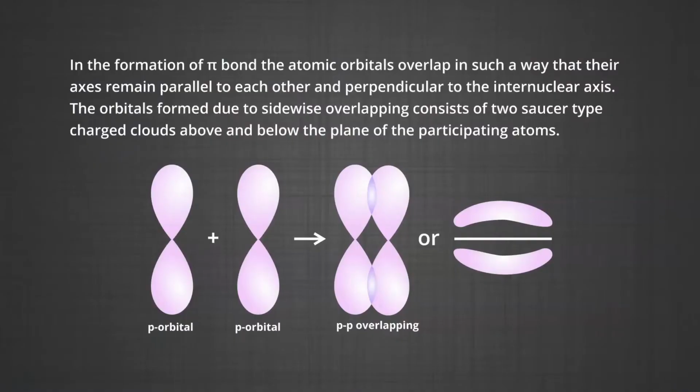Now, the pi bond. In the formation of the pi bond, the atomic orbitals overlap in such a way that their axes remain parallel to each other and perpendicular to the internuclear axis.